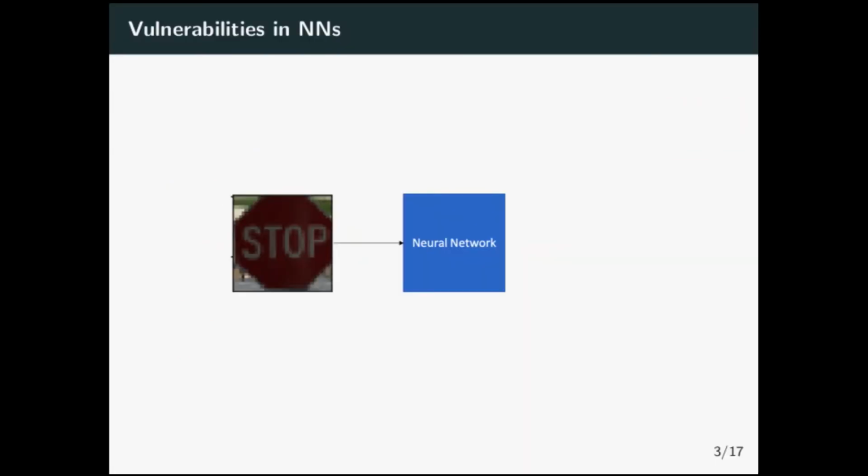This is an example of a neural network correctly classifying a stop sign. But now if we augment the stop sign with a set of stickers or some graffiti, we see that the neural network misclassifies it as a speed limit sign.